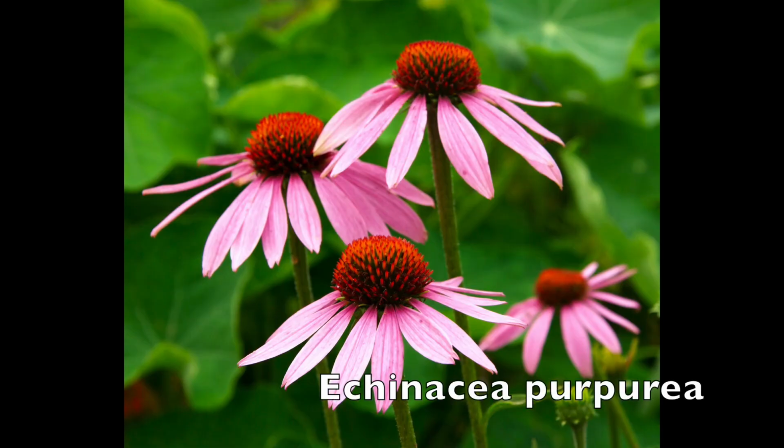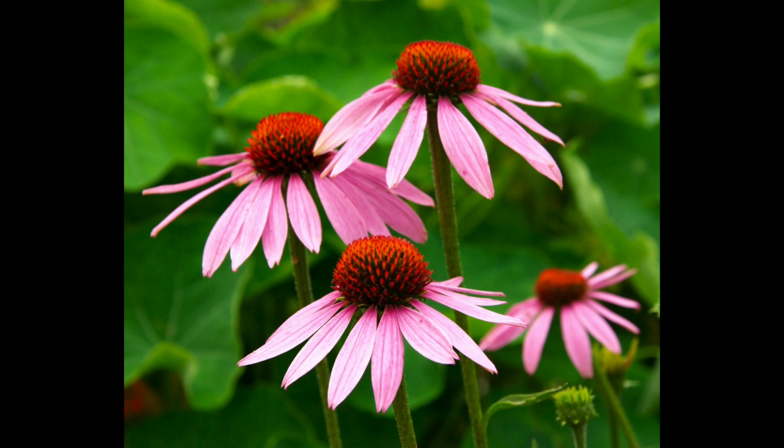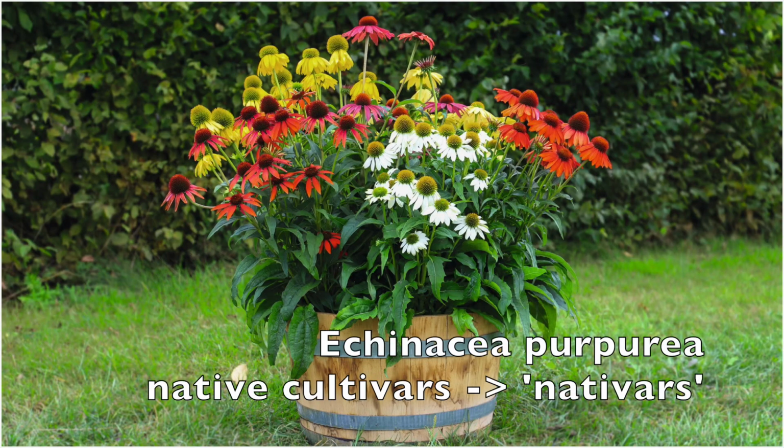We can grow what are called the straight species of native plants, and those would be the wild versions, the original versions of these plants, like Echinacea purpurea, the native wild coneflower. Those will generally produce the most pollen and nectar for our pollinators. But they're not always super garden-worthy, so to speak. So over the last couple of decades, there's been a big push to create what are called native cultivars.